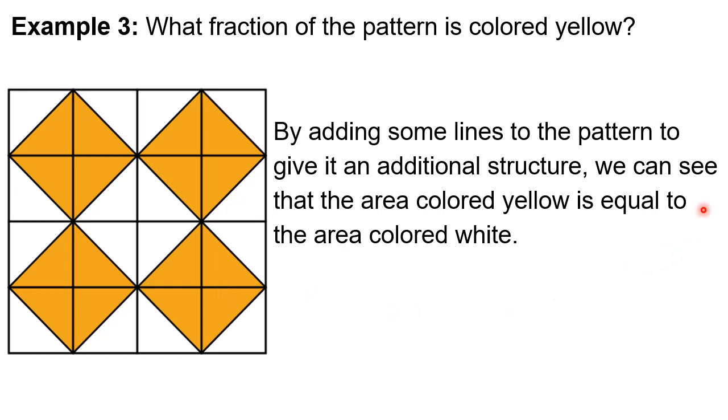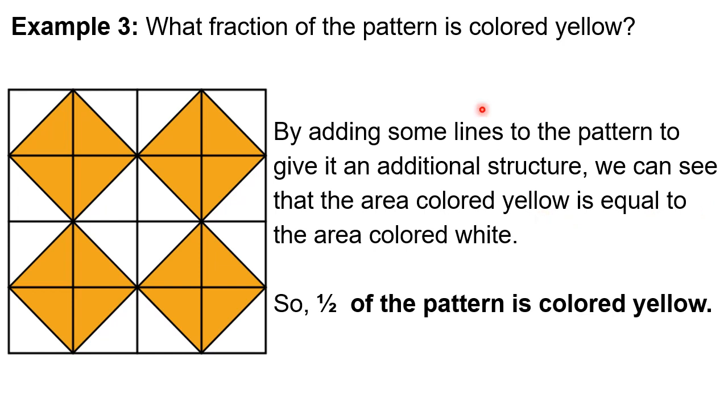So going back to the question, what fraction of the pattern is colored yellow? Because there are 16 white and there are also 16 yellow, we have 1/2. So half of the triangles are colored yellow. Okay, so that answers our question, class.